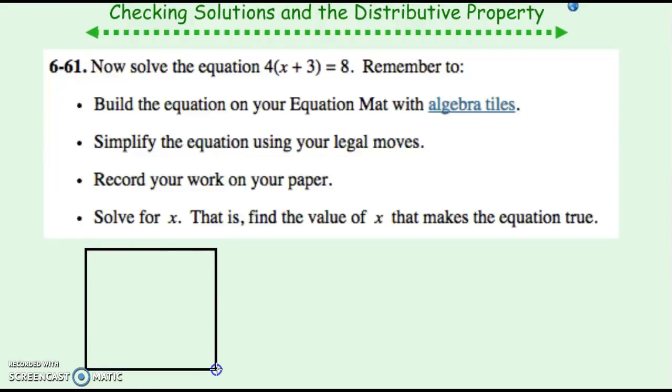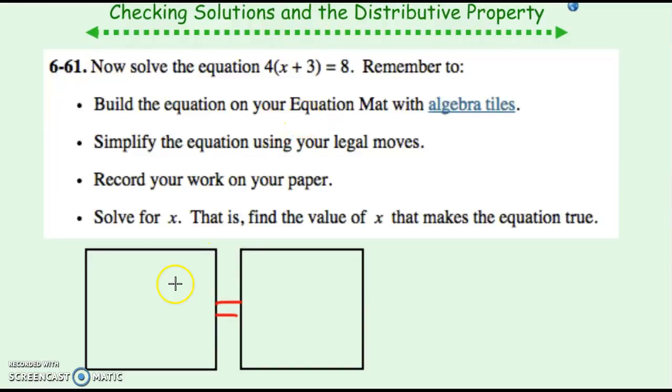So first I'm going to start by drawing an equation mat. This says I have 4 groups of x plus 3 equals 8. So I know that both sides are equal to each other, so I'm going to draw the equal sign in between. Now I'm going to draw 4 groups of x plus 3. The way I'll do that is I have 1x plus 3, and all of those should be shaded because those are positive.